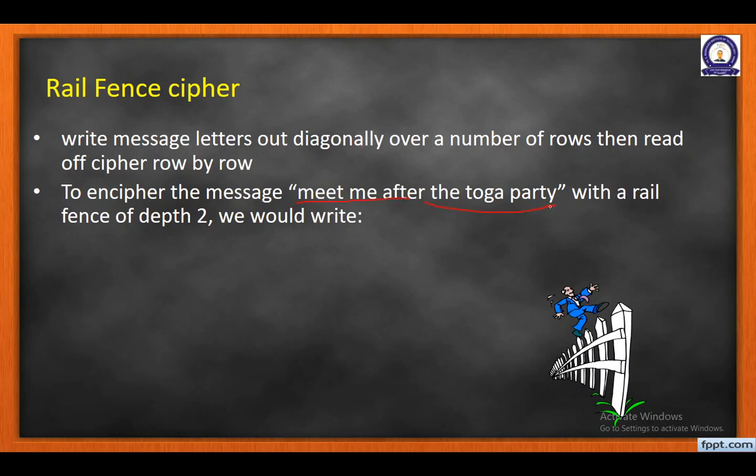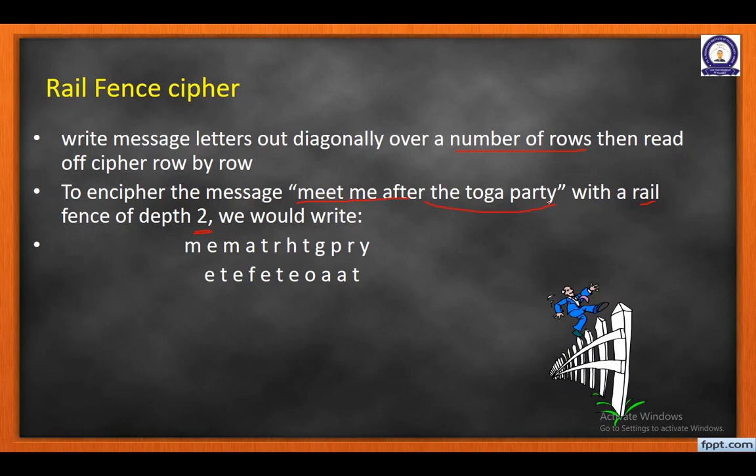This is the plain text given to you, and it is mentioned that it is a rail fence of depth 2. So what is this depth? Here you read the definition: write the message letters out diagonally over a number of rows. So depth indicates how many rows you have to make. You will be writing this message in 2 rows, diagonally, and you will be reading it row by row. So let us write it diagonally.